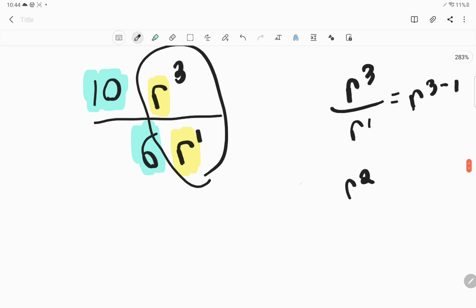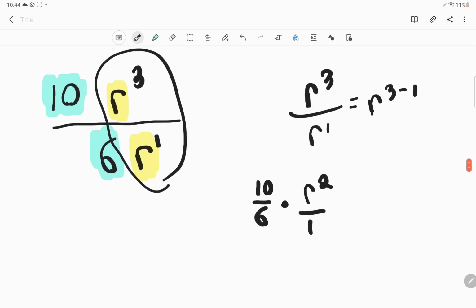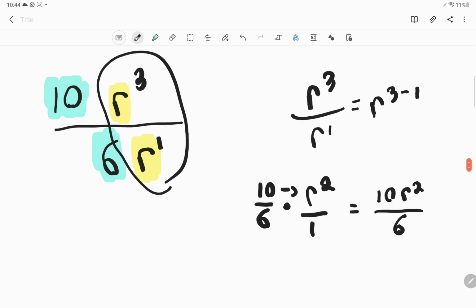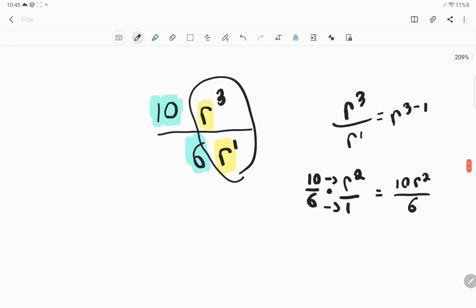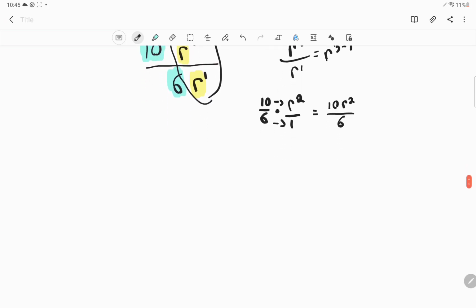But I still have my fraction of 10 over 6 on the side. Now, the way that we're going to deal with this is that we're going to multiply it back together. Or in other words, whatever you have on top, you're going to put it with the top one, and whatever you have on the bottom, you're going to put it with the bottom. So 10r squared over, on the bottom I don't have anything, so it's just going to be 6. Okay, so in other words, I'm just multiplying across. Alright, let me try and do another one real quick. And that would be my answer right here.